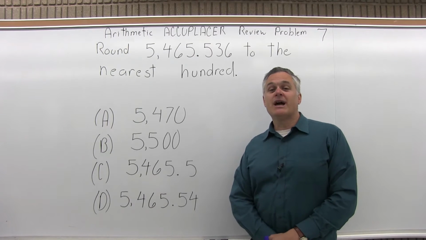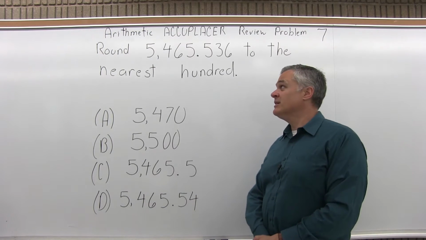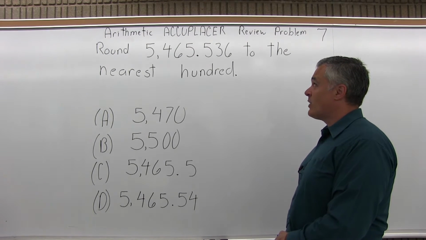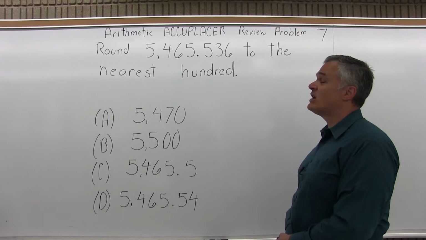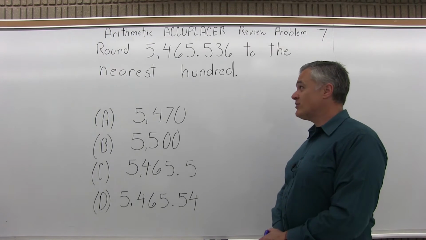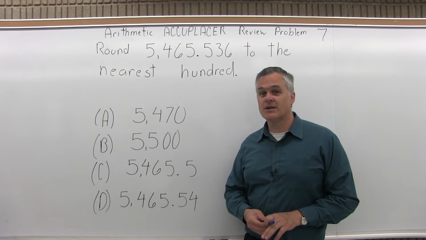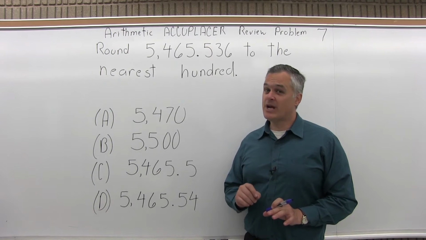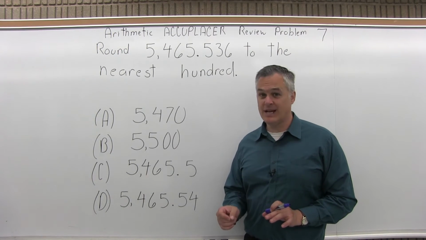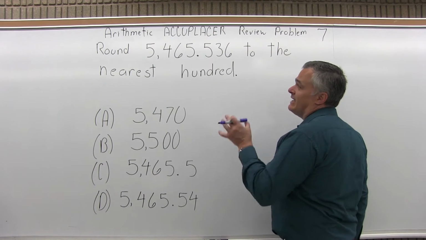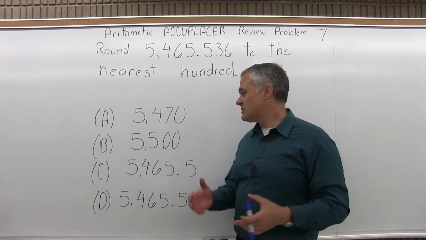This is the Arithmetic ACCUPLACER Review, Problem 7. It wants us to round 5,465.536 to the nearest hundred. Now you have to be careful with problems like this. There's going to be a couple of rounding problems typically on the ACCUPLACER for the arithmetic. And don't confuse hundred with hundredth that ends in a TH. It's a big difference.